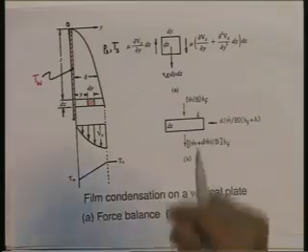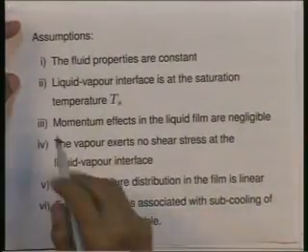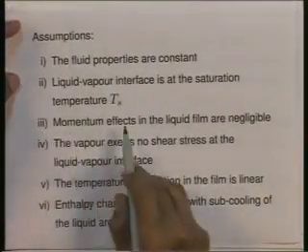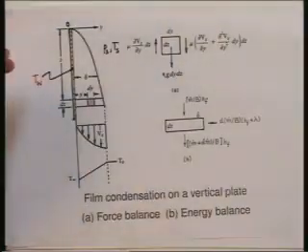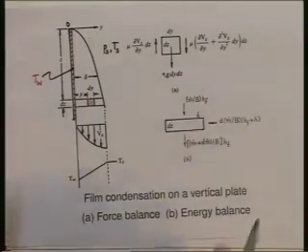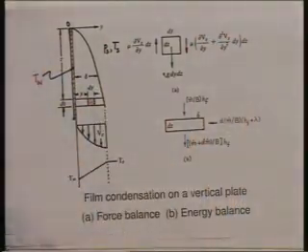We have already made an assumption. What was that assumption? Let me repeat it and show it here. The number 3 assumption was, momentum effects in the liquid film are negligible. That means, we are saying we will neglect the difference between the momentum flowing out and the momentum flowing in to this differential control volume dy dz. So, what are we left with therefore?